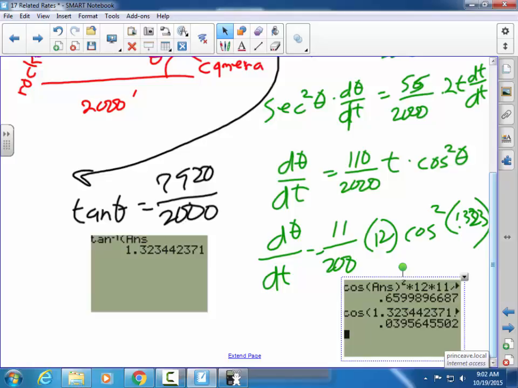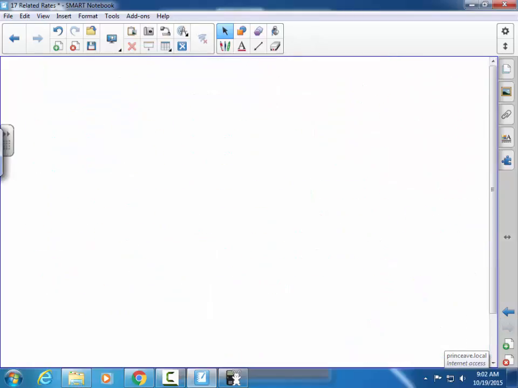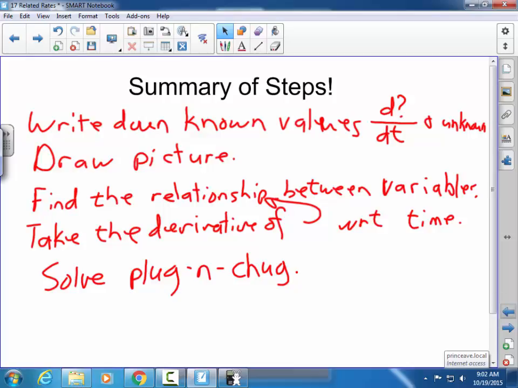So let's summarize what we've talked about today, okay? Write down what you know. Draw a picture. And then find the relationship. That's what students normally hate, because I'm not going to give you a formula and say, this is how you do it. You've got to come up with a formula. You've got to remember your area formula, your volume formula, your surface area formula later on. Then take the derivatives and plug and chug.